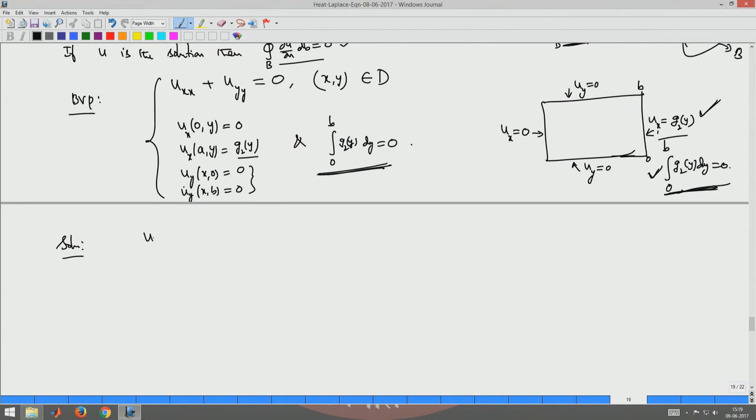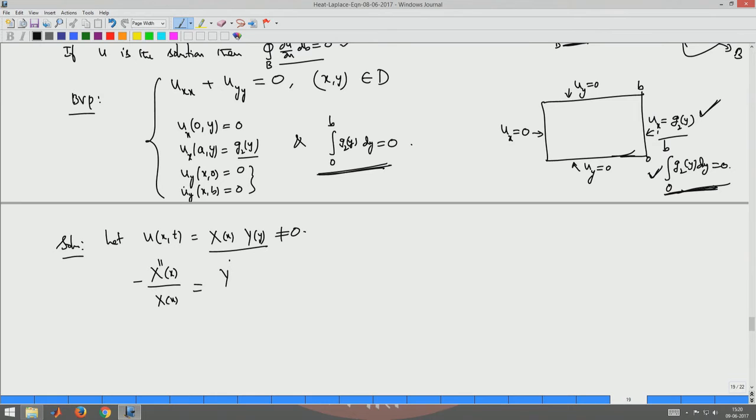So, let the solution be X(x)Y(y), which is non-zero. You substitute into the equation and break it so that you have X''/X like earlier, okay, and divide by u. So, on both sides you will get this. This is equal to, so you put a minus, bring it here.